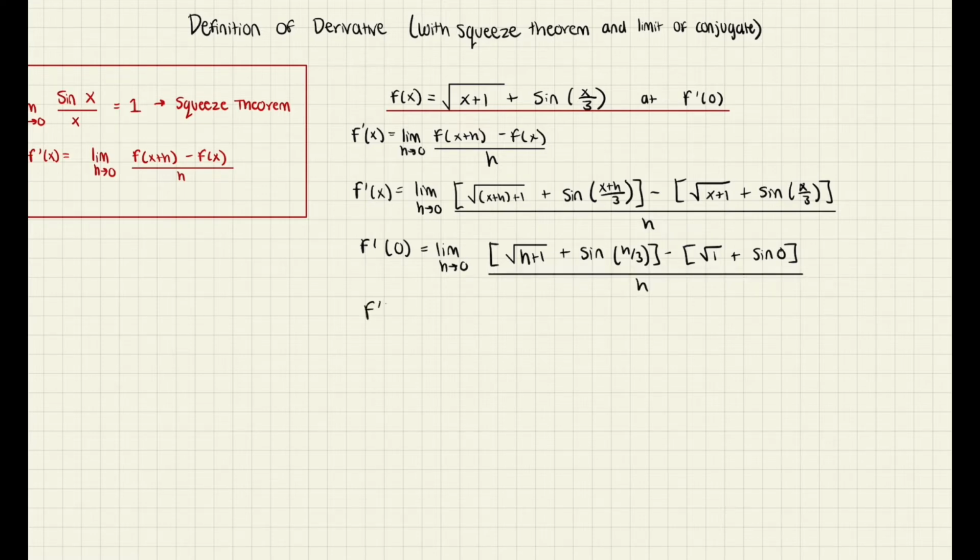Now we are able to simplify a little bit. We can't do much with the square root of h plus 1, so we're going to leave it. Likewise, with the sine h over 3 term, we can't do much. This stays the same. The square root of 1 is just 1, so we're going to have minus 1, and sine 0 is 0, so we're going to leave it as it is. This is all over h. So now that I've gotten rid of my x variable, I only have my h variable, and I want to determine this limit as h approaches 0.